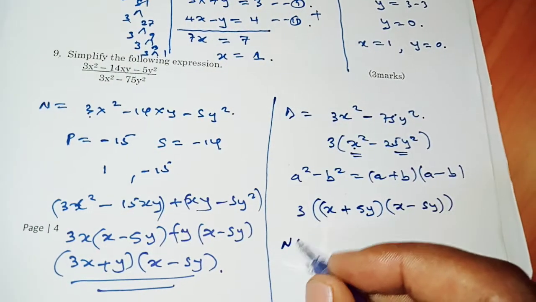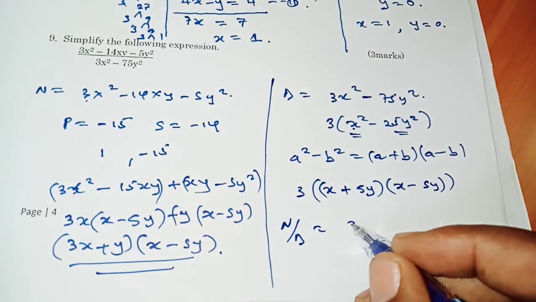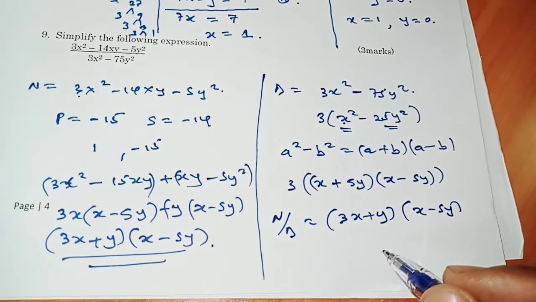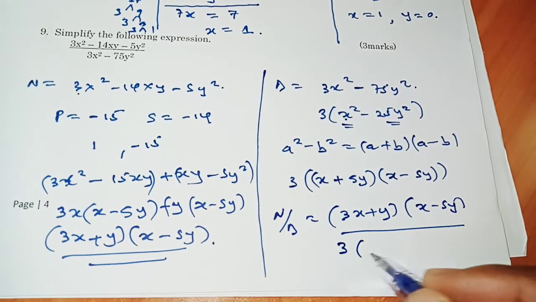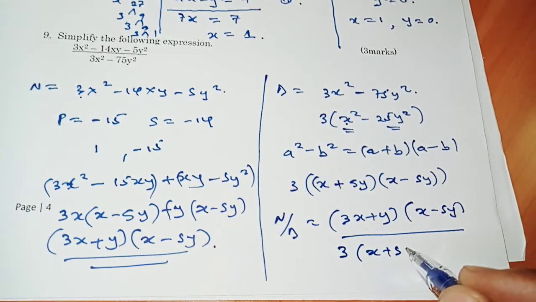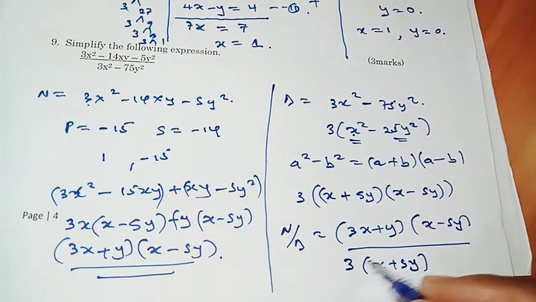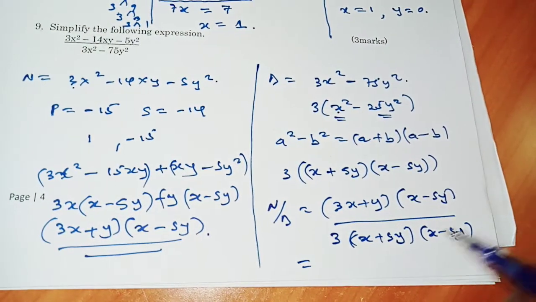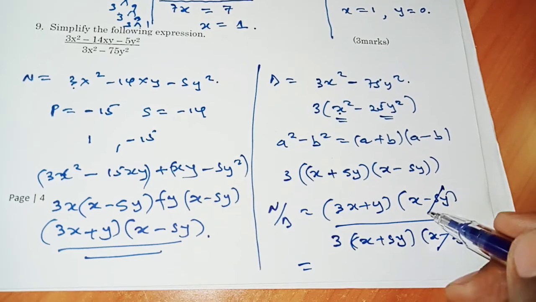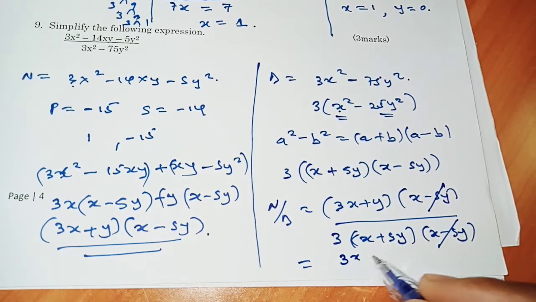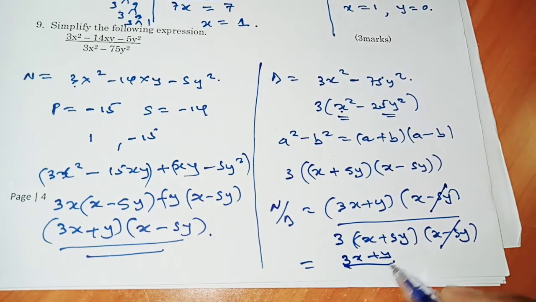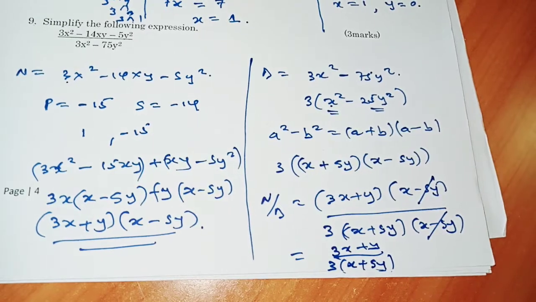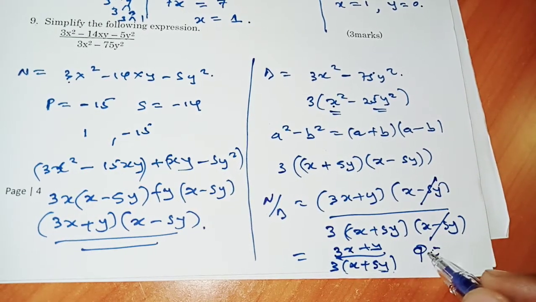So we can take now numerator over denominator. Initially we had 3x plus y, x minus 5y as the numerator, then over the denominator, which is 3 into x plus 5y, x minus 5y. And since we have terms that are going to cancel, so this cancels, and so you have your answer as 3x plus y over 3 into x plus 5y. And that's how it is done, quite easily done.